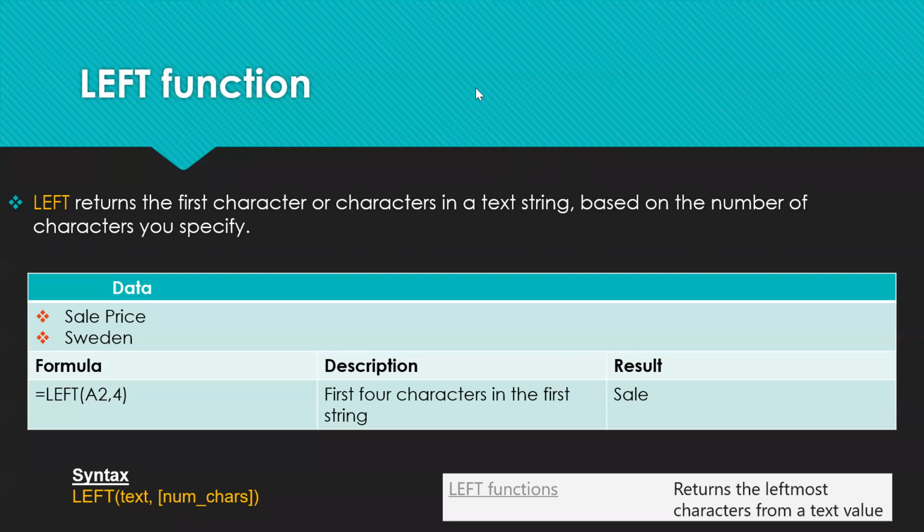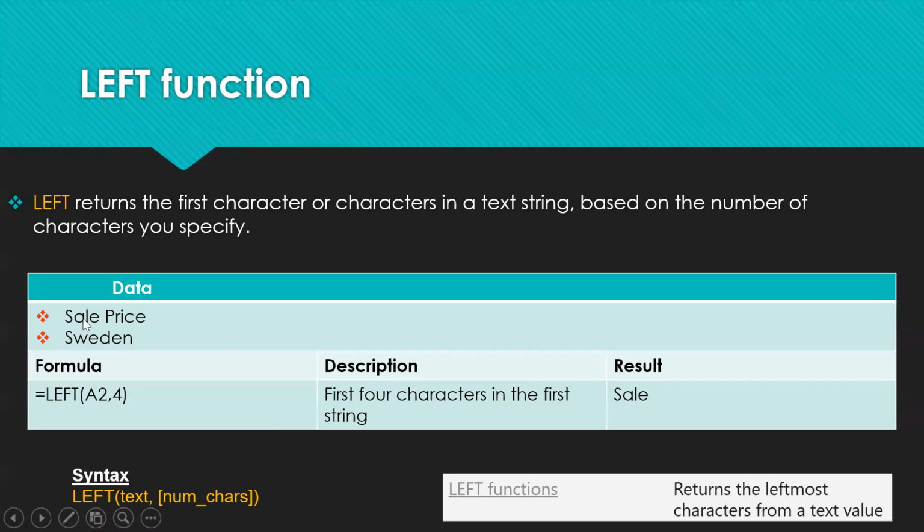So first, let's start with the left function. Left returns the first character or characters in a string based on the number of characters you specify. Let's say there is a text called sale price, and I want to take the word sale alone. So what should I do? I have to get four characters from the left.